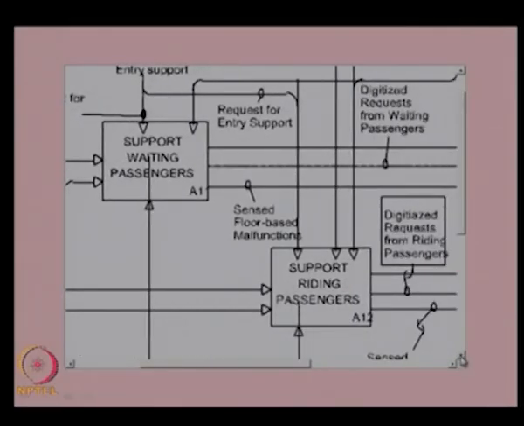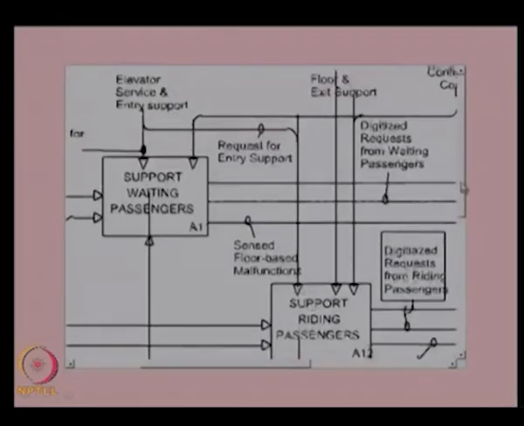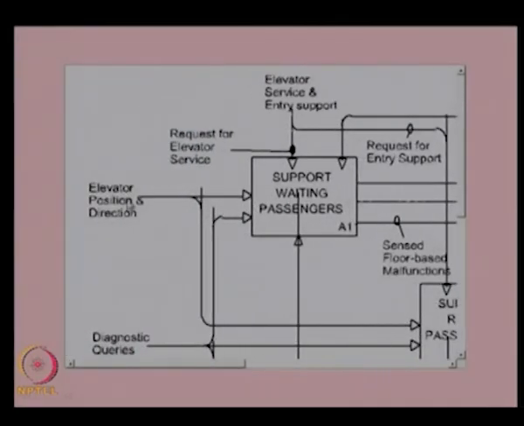So the next one is support riding passengers. The inputs are the elevator service and entry support inputs, floor and exit support, and digitized requests from waiting passengers. Apart from supporting the riding passengers, it has to take care of the input requests coming from the waiting passengers also. Other inputs are elevator position and direction, and diagnostic queries.